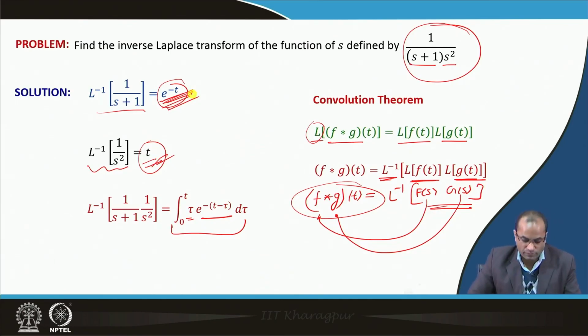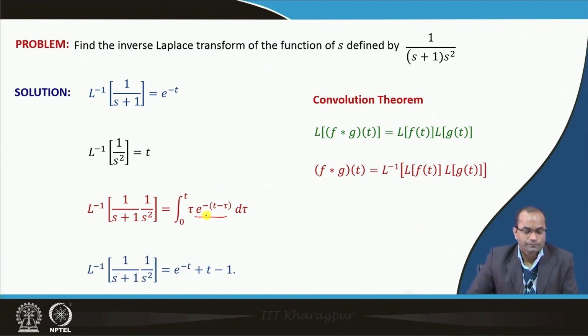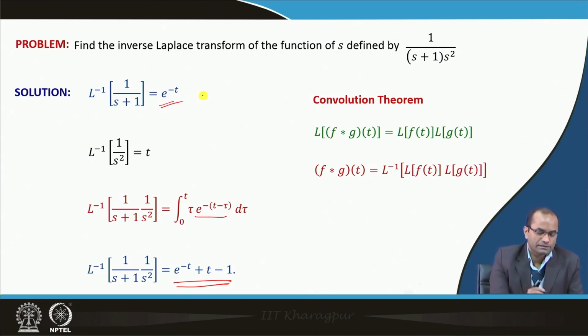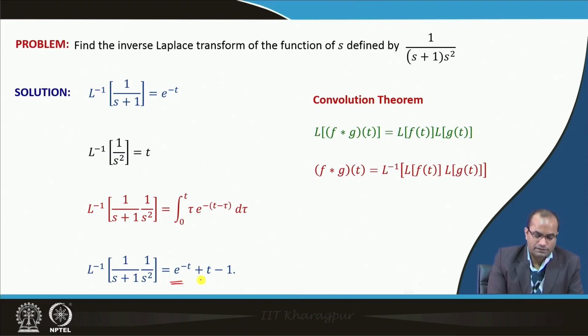We can do it the other way around as well, and then here e power minus t we can take out, and we have this tau e power minus tau which can be integrated. We have done a similar problem before, where we evaluated the convolution of two functions, exponential t and t. Here we have exponential minus t. So, the result will be also similar to what we have obtained before. It is e power minus t plus t minus 1.